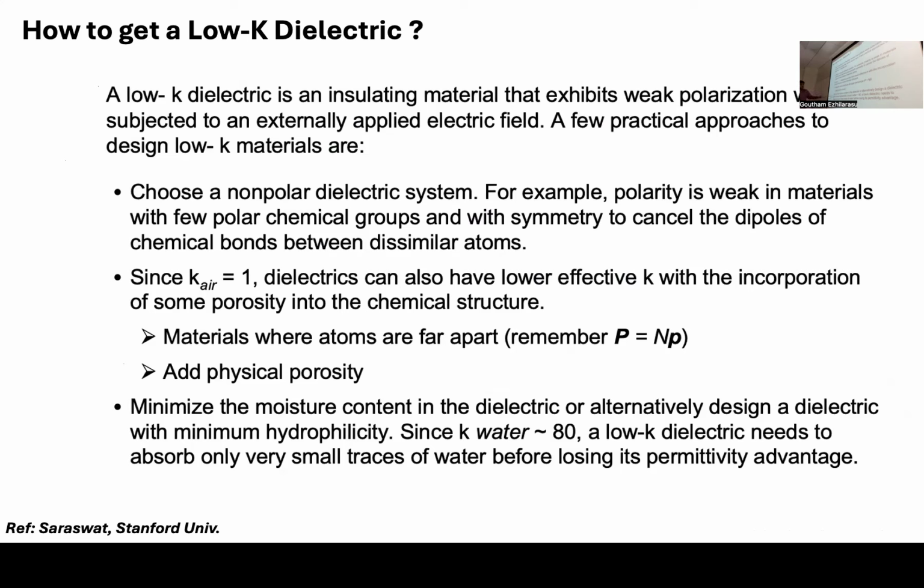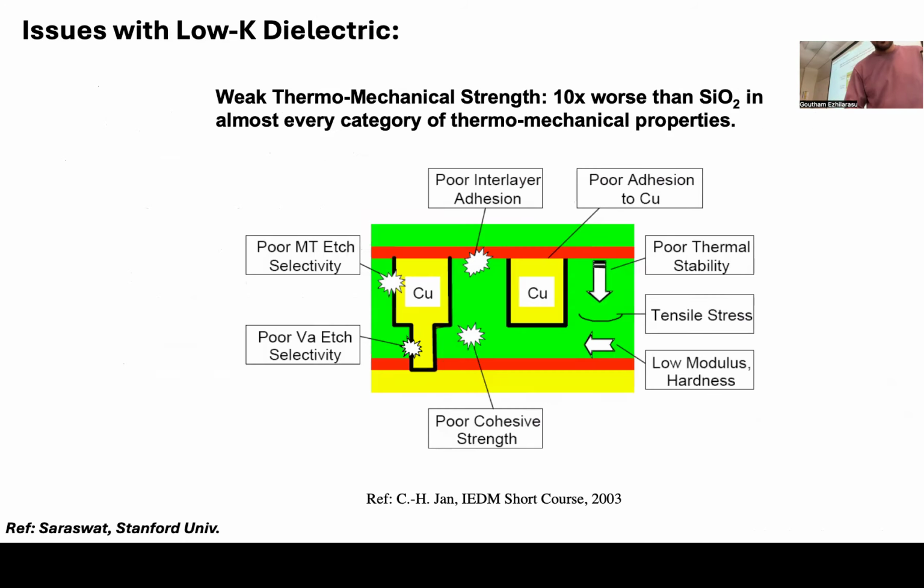And then the third important thing to consider is you never want low-K dielectrics to have moisture, because water actually has a very high dielectric constant. In fact, the dielectric constant of water is around 80. So you want to make sure that these low-K dielectrics don't have any moisture in them, because that will increase the effective dielectric constant. These are three important things to remember when you make a low-K dielectric.